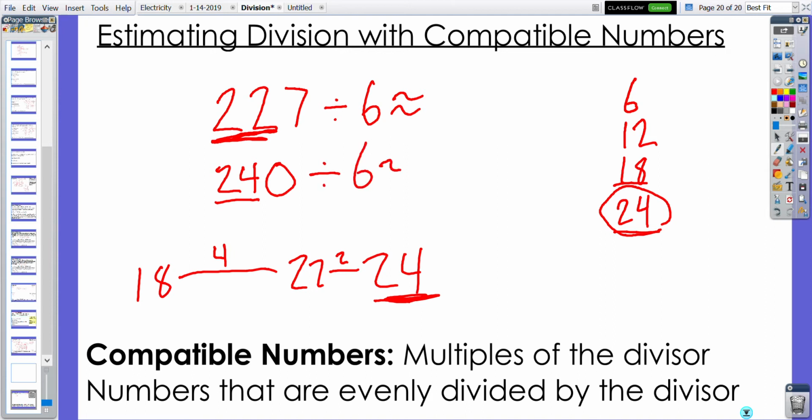I can do this division problem pretty simply in my head. I just need to think to myself, well, 24 divided by 6 gives me what? Well, I can have 4 6s that go into 24. And then I look over here and see, how many zeros did I have left over? I can see that I just have 1 zero. So I need to take that zero, bring it over to my estimated quotient, and voila, there we go. We have 40. So that's our estimated solution of 227 divided by 6.